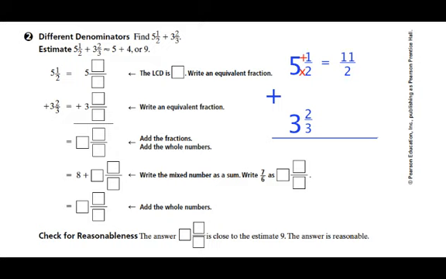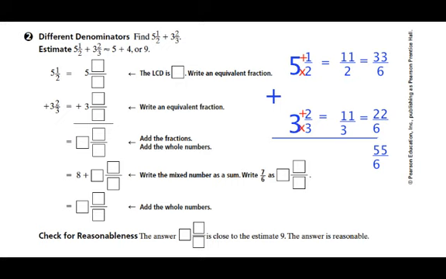Now we're going to do the same thing for 3 2/3. 3 times 3 is 9 plus 2 is 11. Now we need to find a common denominator of 2 and 3. 6 is a common denominator of 2 and 3. So since we multiplied 2 times 3 to get 6, we're going to multiply 11 times 3 to get 33. So we have 33/6. Plus, to get 3 to become 6, we have to multiply by 2, which means we're going to multiply the top part of the fraction by 2. So we end up with 22/6. 33/6 plus 22/6 is 55/6.